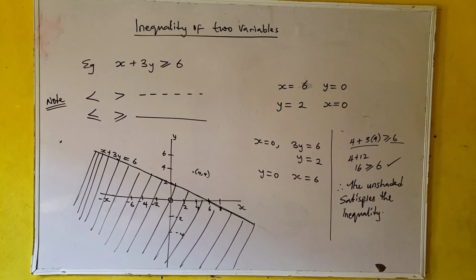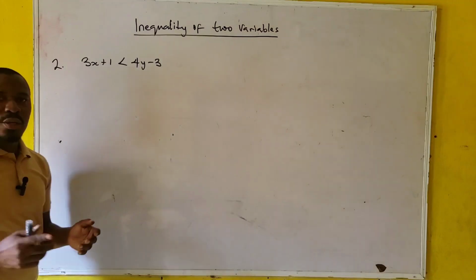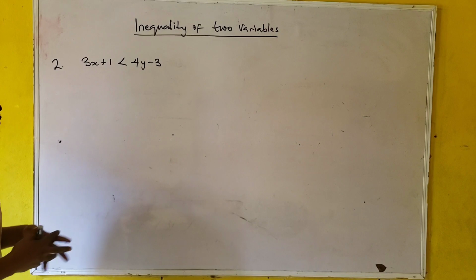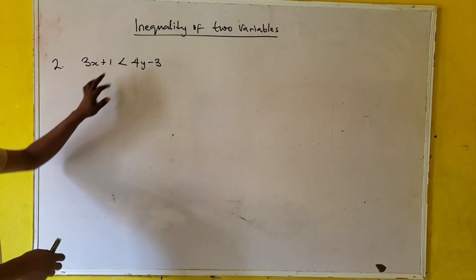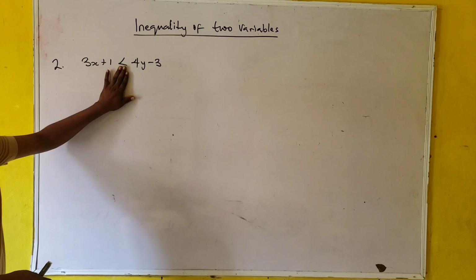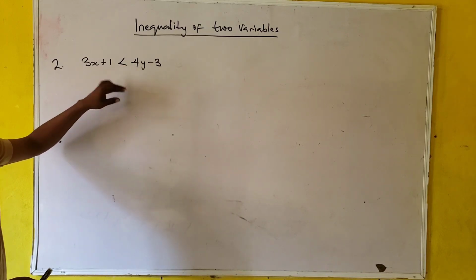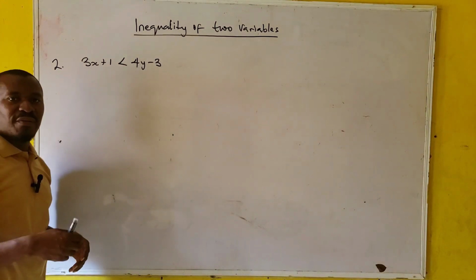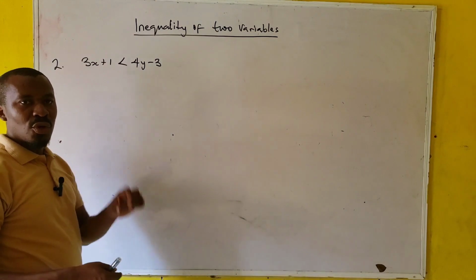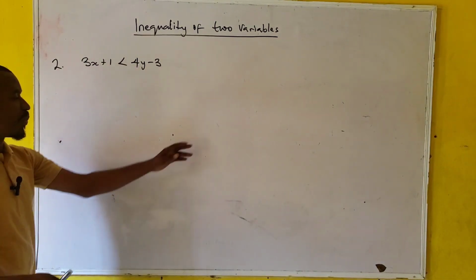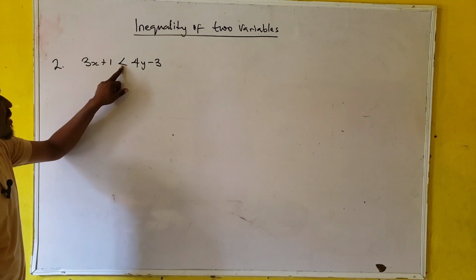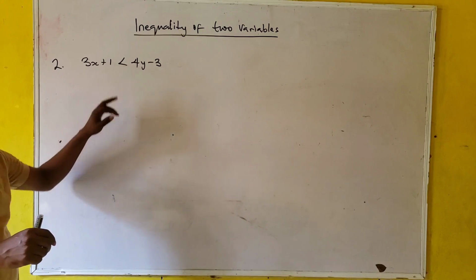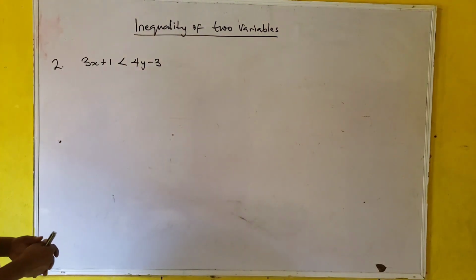Okay, so I'm going to solve one more example. Let's look at this second example. You already have an idea of what we are going to do. All we need to do is to first of all ignore this inequality here, use the equation, find the corresponding value of x when y equals 0, and find the value of y when x equals 0. Those two points will help you in plotting your line. Remember, we have less than here, which is strict, so we are going to use a dotted line or an open line in plotting that particular line.